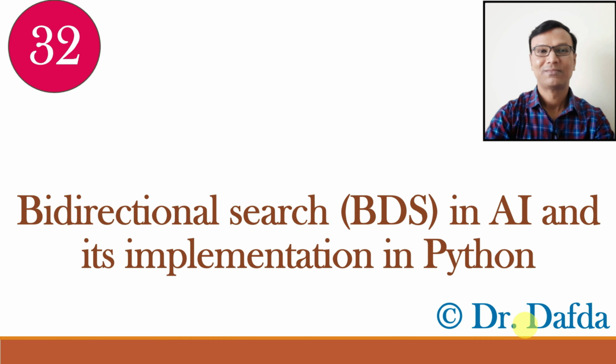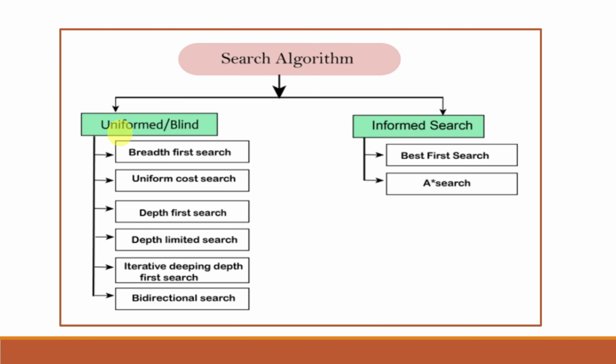I am Dr. Dafda, and in this 30-second video class of AI/ML, we will learn about bidirectional search or BDS, which also is a type of uninformed or blind search technique in artificial intelligence, and we will also see its implementation in Python. So far we have understood BFS, UCS, DFS, DLS and IDDFS. And now we are studying our last uninformed search technique called bidirectional search.